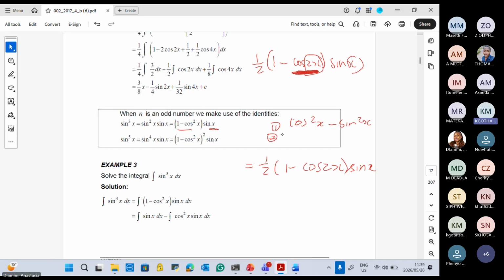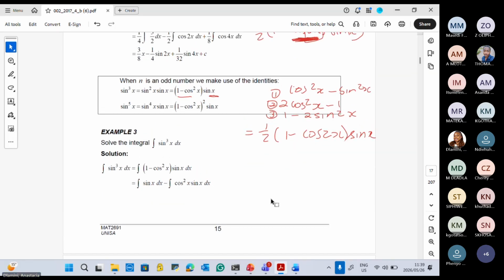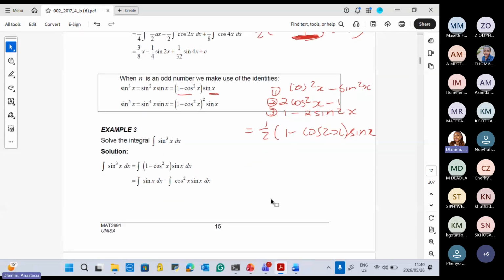And the other one is cos 2x. Yes, it's also 2 cos squared x minus 1. And then the other one? The other one is 1 minus 2 sine squared x. Now let's look at this. It means that here you'll have to simplify. Let's choose one and see what happens.